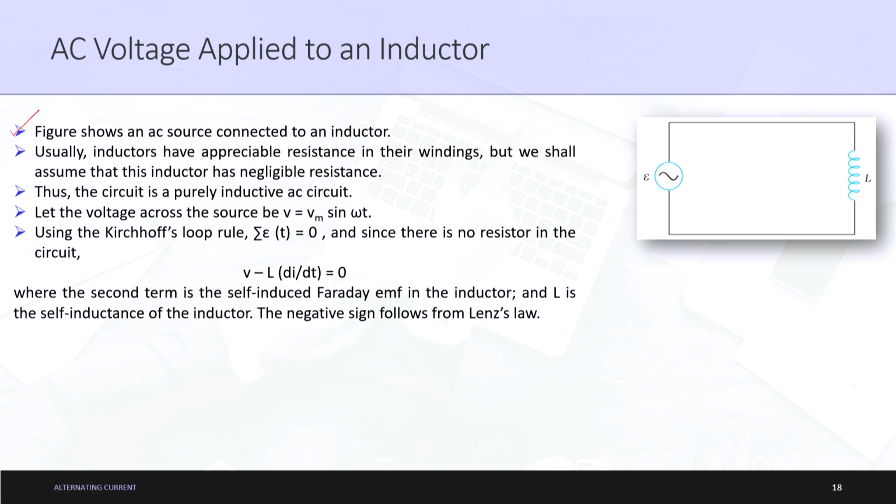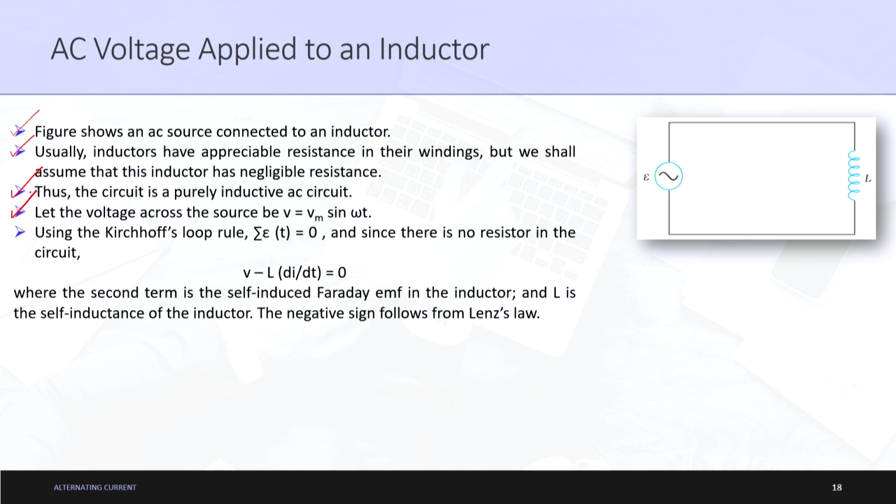The figure shows an AC circuit connected to an inductor. Usually inductors have appreciable resistance in their windings, but we shall assume that this inductor has negligible resistance. So there is no resistance in this circuit. Thus, the circuit is a purely inductive AC circuit; there is nothing else, and we have only an inductor in this complete AC circuit.